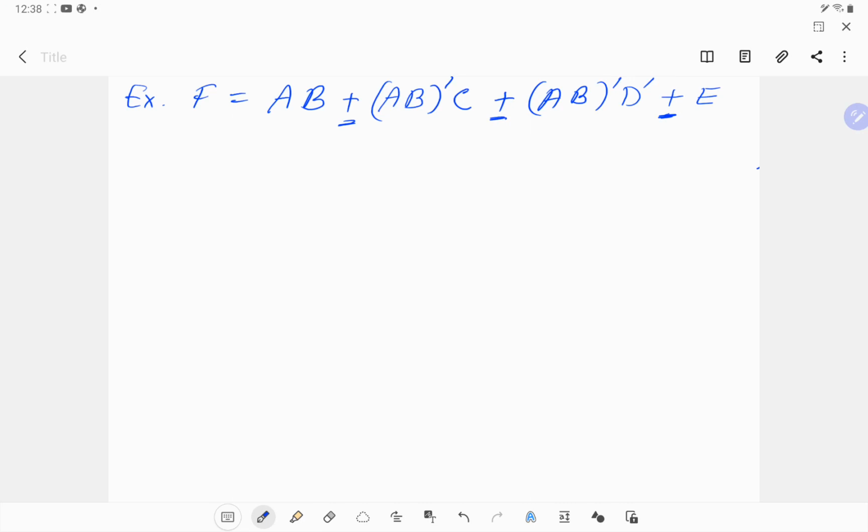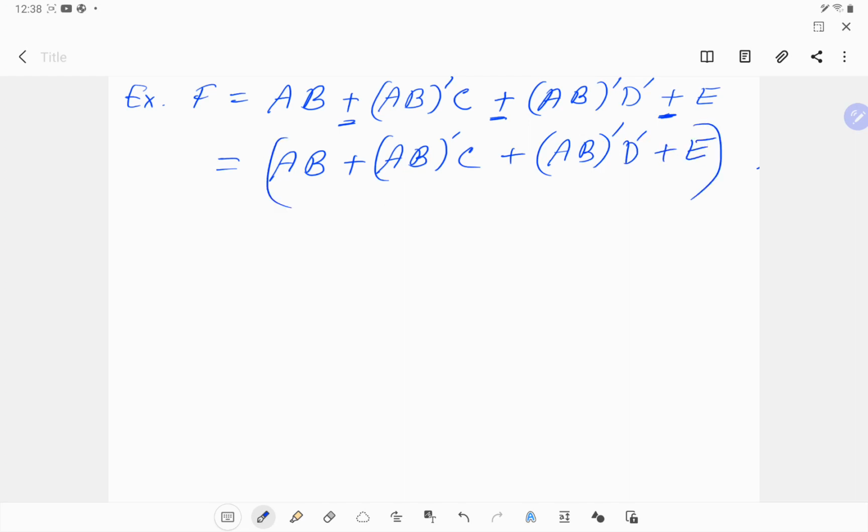Now we are going to apply the De Morgan theorem on the whole expression. And how do we do that? It's AB plus AB prime C plus AB prime D prime plus E. Now, in order to apply the De Morgan theorem, we need a prime here, but we just cannot put a prime anywhere. If we want to put a prime, then we need to put another prime, because we know that the double prime gets cancelled. A double prime equals A.